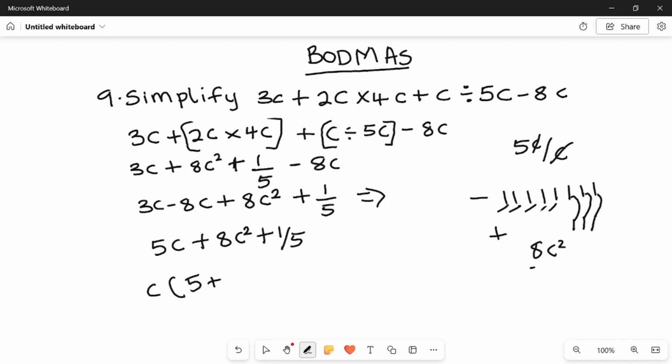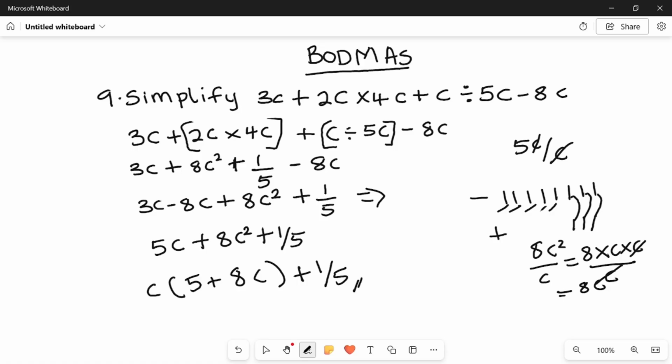8c squared divided by c is simply the same thing as 8 times c times c all over c. So c here will cancel c. We'll be left with 8c. So it will now remain 8c, then plus 1 over 5. So this is our final answer after simplifying this.